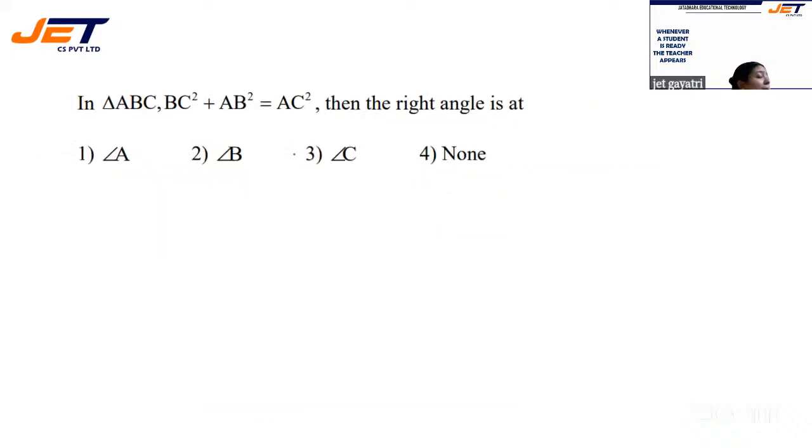In triangle ABC, BC square plus AB square is equal to AC square. Then the right angle is at where? Okay, so then the right angle should be at where? Just now we did one sum whereby they themselves gave the answer. So it should be angle B, which is equal to 90 degrees. So your option must be 2, angle B. Right. See the next question.